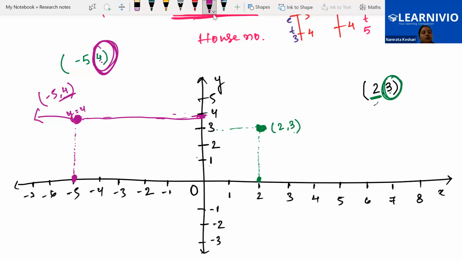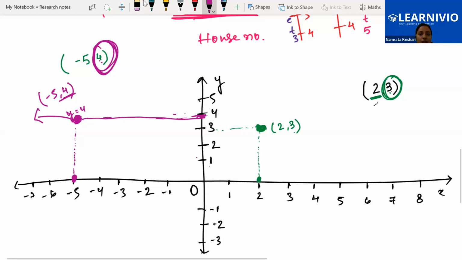How are we locating it? Whatever x is there, at first we mark that x. Now we see whether y is positive or negative. Accordingly, we move towards the upper part of the vertical line or the downward part of it. If the y coordinate is positive, we move upside. If the y coordinate is negative, we move downside.